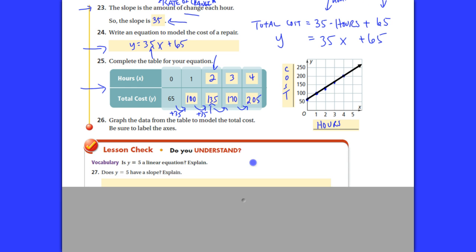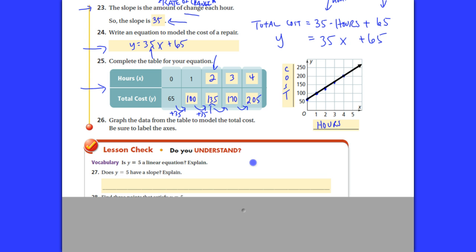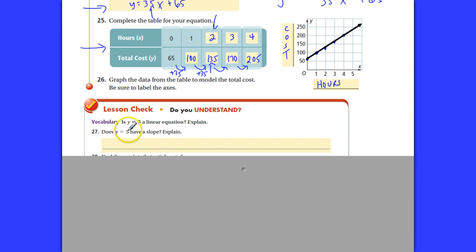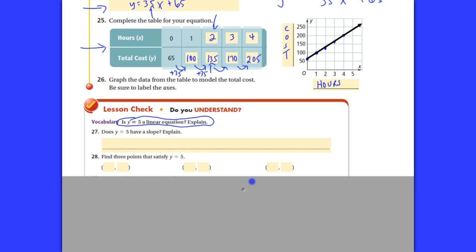So excellent. Let's move on down here and do this lesson check, because there's something in here that we haven't really looked at, and that is what would happen if I had an equation like this. y equals 5. It says, is y equal 5 a linear equation? Explain. As I looked at the notes, I found it easier to go down to number 28 first, and then we'll come back to 27.